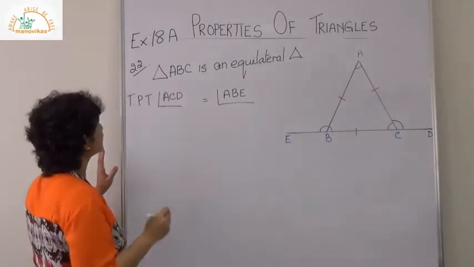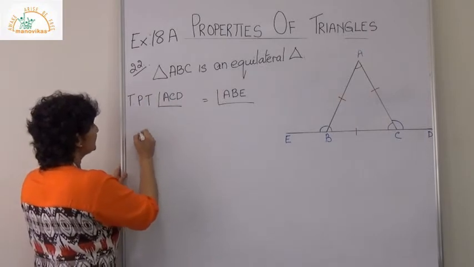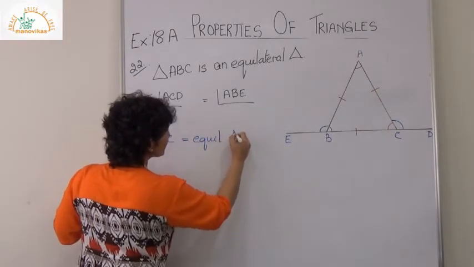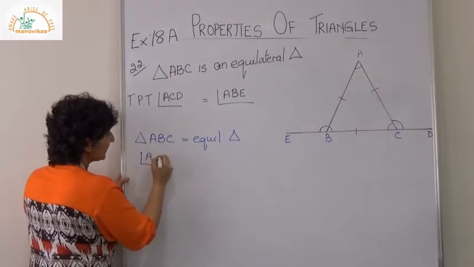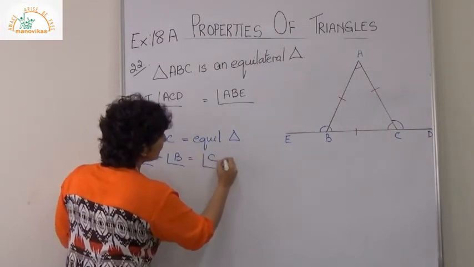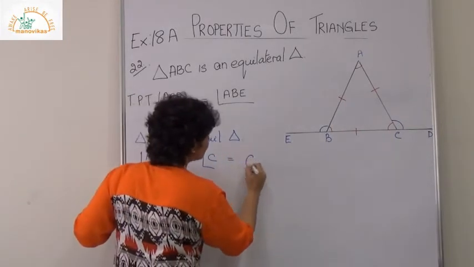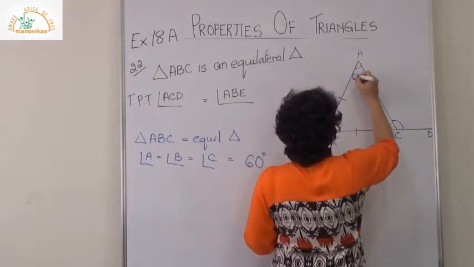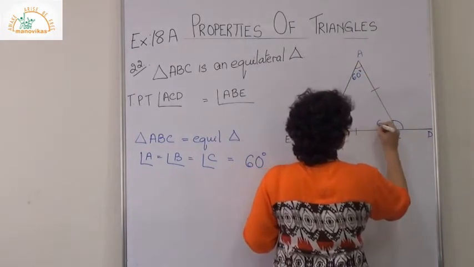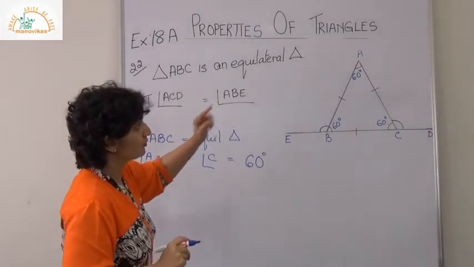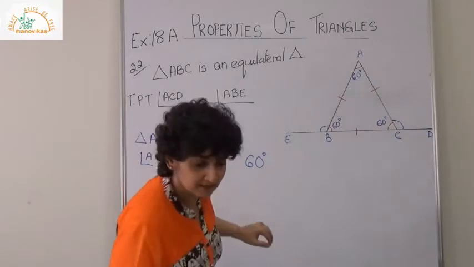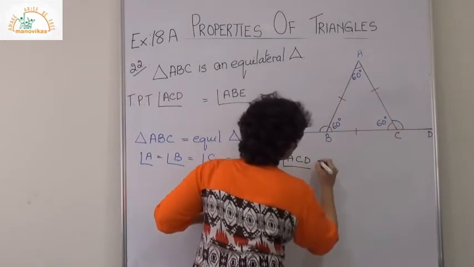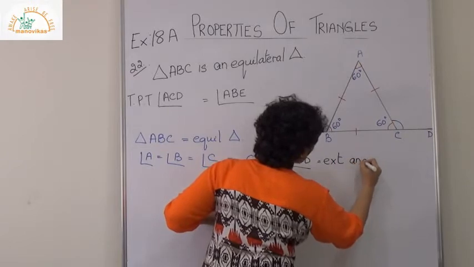Alright? Now, first thing is, you know that triangle ABC is an equilateral triangle. This is given to you. That means angle A is equal to angle B is equal to angle C. Correct? So each angle is equal to 60 degrees because it is an equilateral triangle. So let me write it. So this is 60 degrees, this is 60 degrees and this is 60 degrees. Now children, you know that angle ACD is your exterior angle.